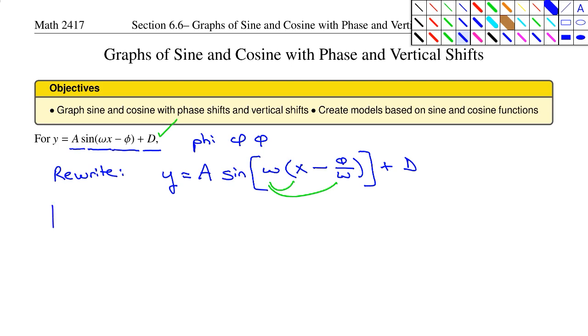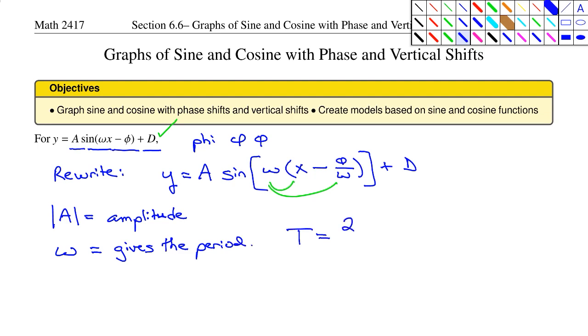So, as usual, we have the absolute value of the a being the amplitude of the sinusoid. The omega is not the period, but it is the number that gives the period. And we know that T is equal to 2 pi divided by omega. Now, from college algebra, you probably studied the horizontal stretch and compression number. That's what the omega is doing for us here. Horizontal stretch and compression.